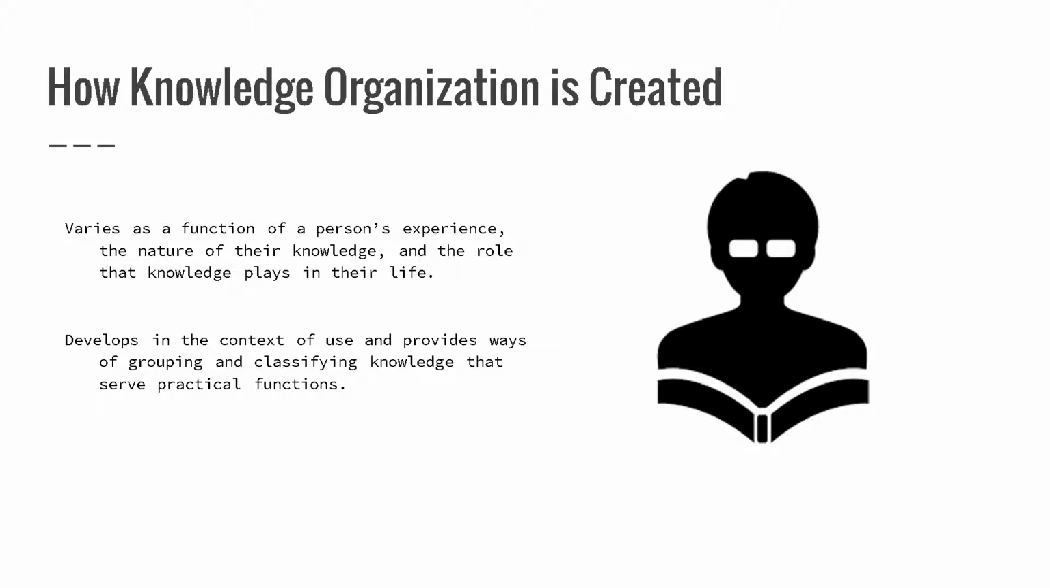How someone will organize their knowledge is a function of that person's experience, the nature of their knowledge, and the role that knowledge plays in their life. Experts, for example, organize information in the context of use and their experience, which provides ways of grouping and classifying the information that will serve practical functions.